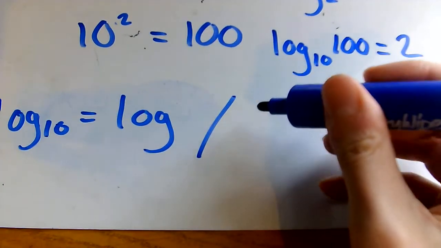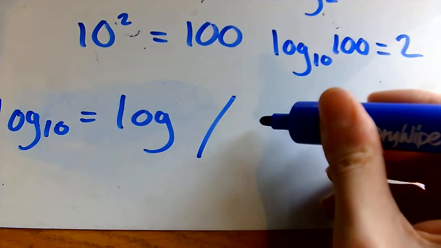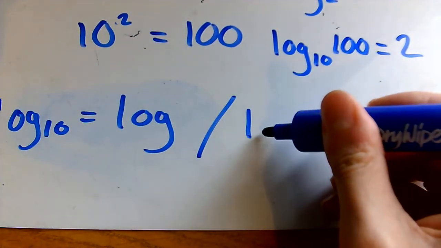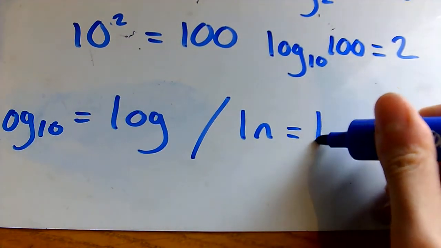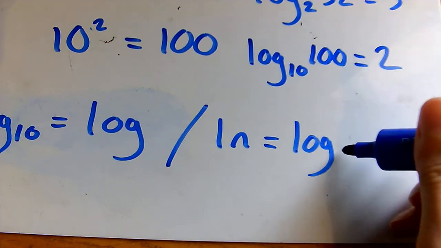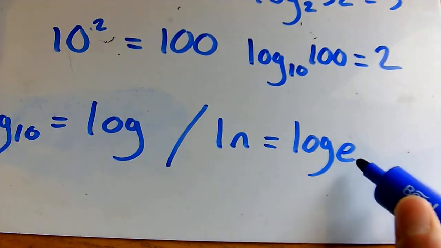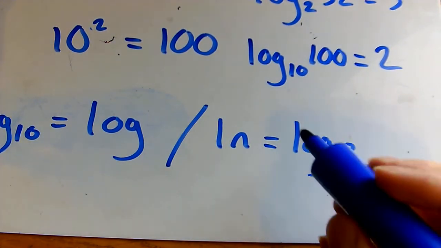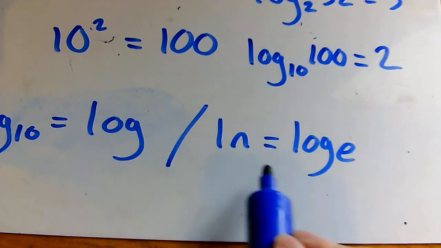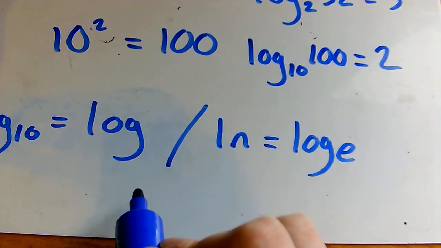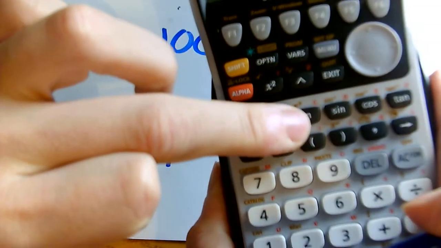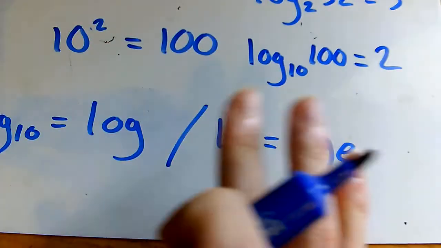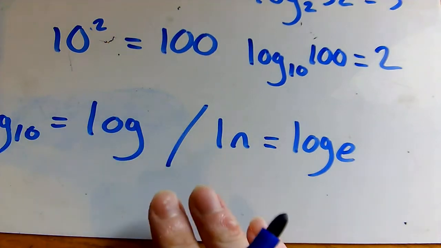Another one is E. So when you see ln, this means log base E. E is a very, very common number when it comes to exponential graphs and functions, so it has its own notation. It's called the natural logarithm. And it's written ln. And again, on the calculator, it's got its own button. And on this course, you're only going to be using these two logs.